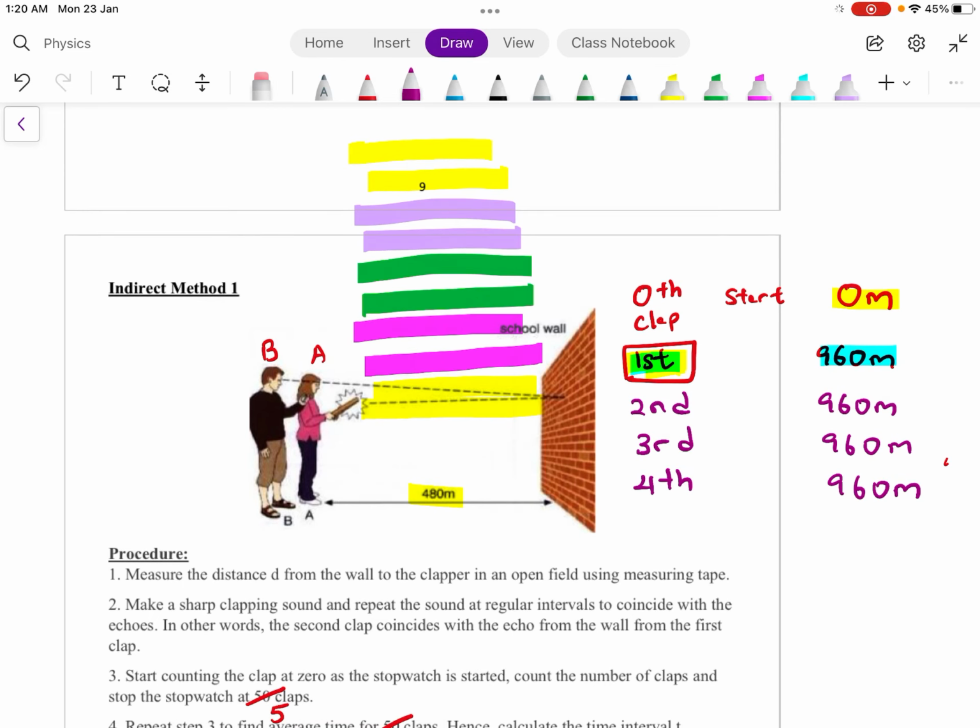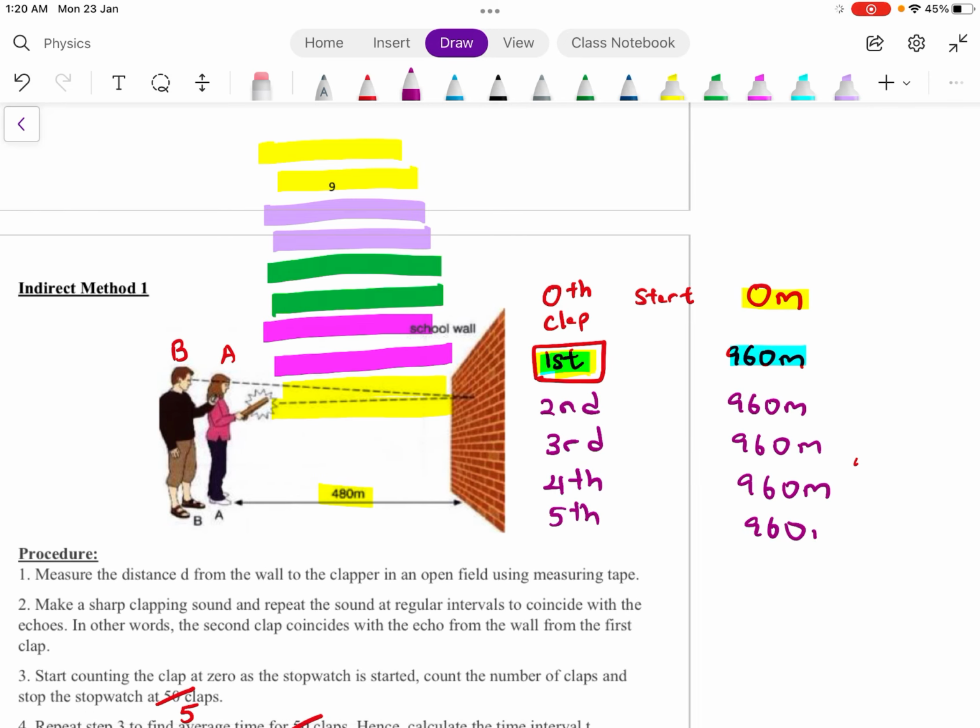You can see that for the 5th clap, the sound has traveled roughly 960 meters multiplied by 5. That is the total distance traveled. Of course, at the 5th clap, person B will stop the stopwatch. You divide the total distance traveled by the sound by the time on the stopwatch. That will be the average speed of the sound. So that is how you use the indirect method to calculate the speed of sound.